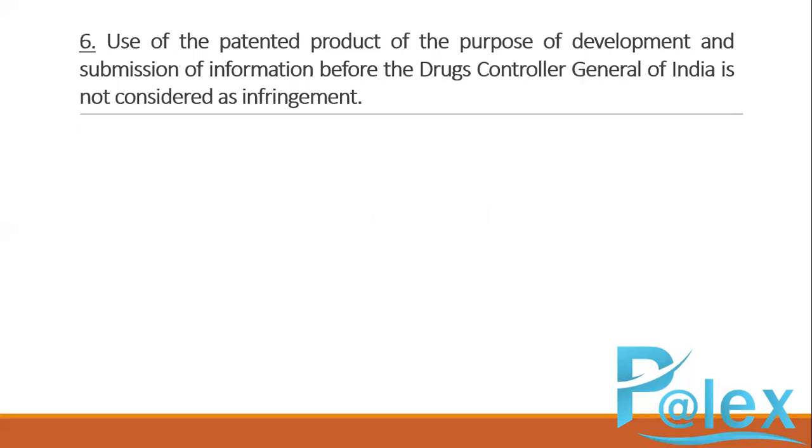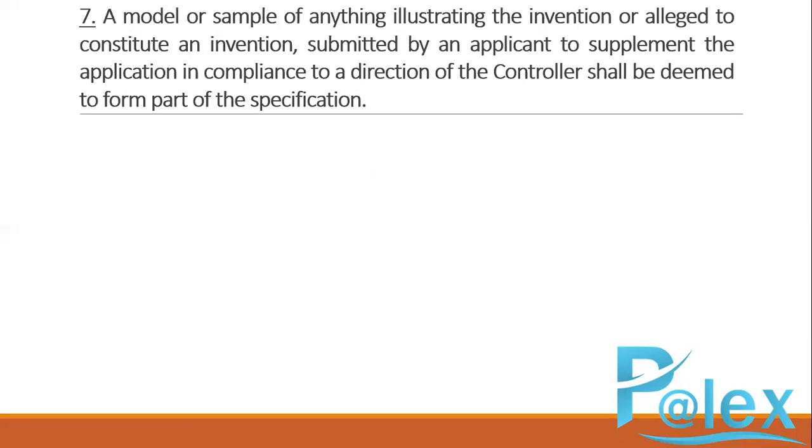Question number 6, use of a patented product for the purpose of development and submission of information before the DCGI. So there is a patented product which is used for development and submission of information before DCGI, which is a regulatory agency in India for the pharmaceutical product, is not considered as an infringement. This is a true statement under section 107A. Any use which is meant for the submissions to the regulatory agencies is an exemption. It's not presumed as an infringement basically.